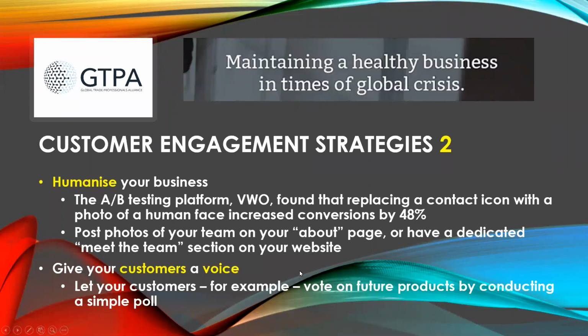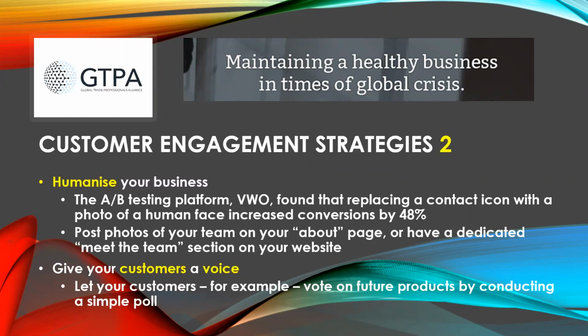You also need to be giving your customers a voice. So you can, for example, let your customers vote on a future product by conducting a simple poll. So let's say, for example, you are an online retailer of women's shoes. Spring has sprung in the southern hemisphere. Autumn has come about in the northern hemisphere, which means the next season, summer, winter, is just around the corner. Instead of just launching your next product line, let your customers have a say in what those products look like.